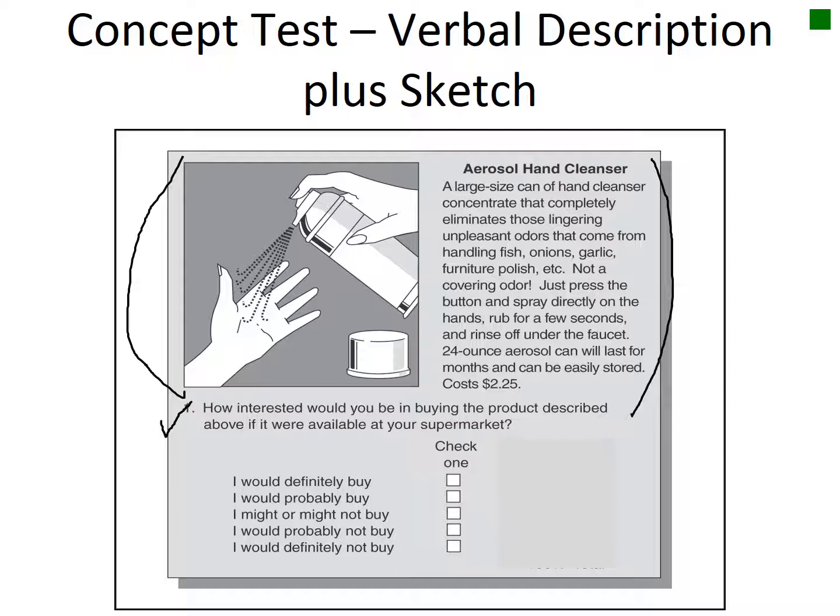So the verbiage here for the narrative says: a large size can of hand cleanser concentrate that completely eliminates those lingering unpleasant odors that come from handling fish, onions, garlic, furniture polish, etc. Not a covering odor, just press the button and spray directly on the hands and rub for a few seconds. And then you rinse off in the faucet. It's a 24-ounce aerosol can and it can last for months. It costs $2.25. All right, so this is the narrative.